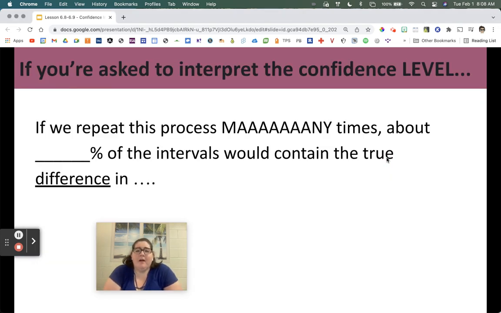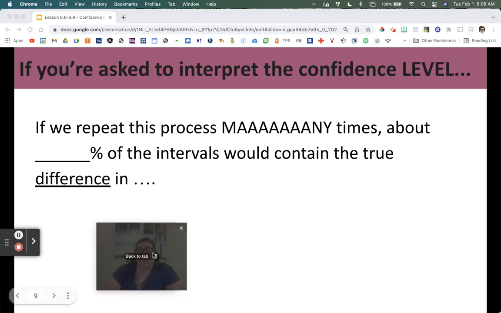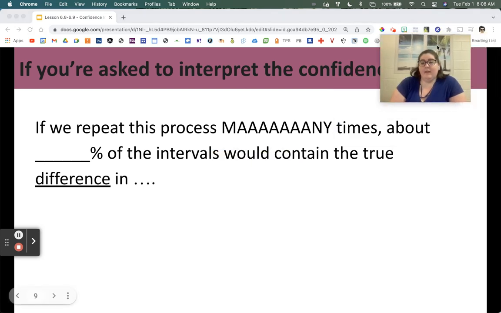If you're asked to interpret the confidence level, remember the confidence level is just talking about what the percentage value means. In this type of problem, we're estimating the difference between two proportions. So all we really need to say is, if we repeat this process many, many times for many samples of US and German adults, about 99% of the intervals we calculate would contain the true difference in proportions of adults who think brand names are important. That's what it would look like if we were asked to interpret the confidence level, which, as always, we don't have to do unless we are specifically asked.